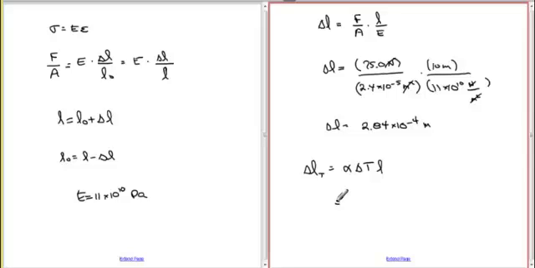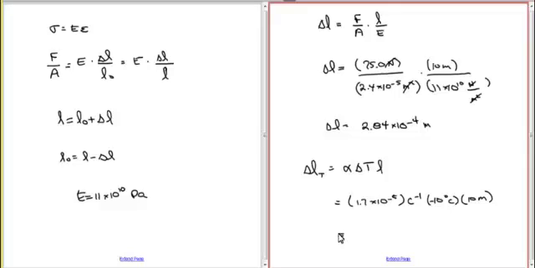Copper, 1.7 times 10 to the minus 5. So alpha is equal to 1.7 times 10 to the minus 5, and the units are inverse C. Okay, then you multiply by delta T, which is 10 degrees C. And it's actually negative 10 degrees C, because it's going to get shorter. And we multiply by the length, which is 10 meters. So this is the additional amount that the wire wants to contract.